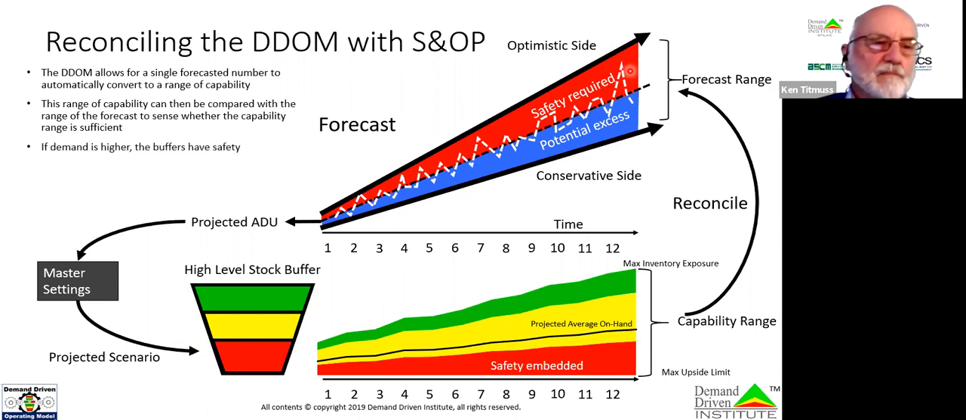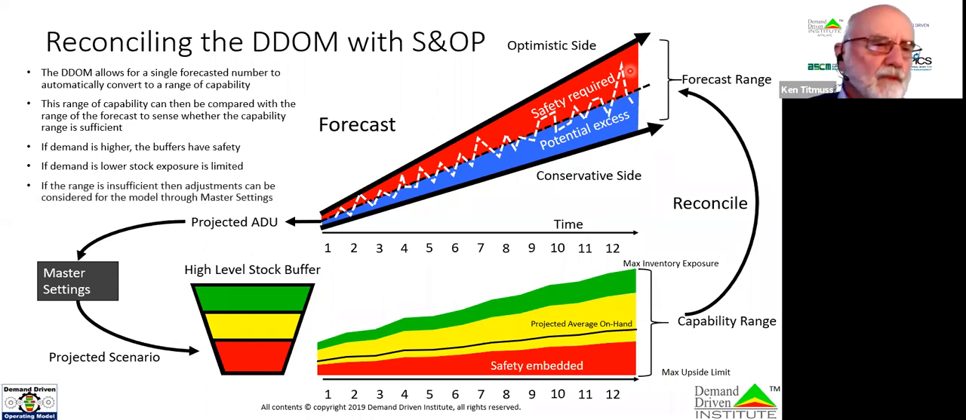If demand is higher, the buffer will have safety. If the demand is lower, stock exposure is limited. If the range is insufficient, then adjustments can be made, considered for the model through the master settings.